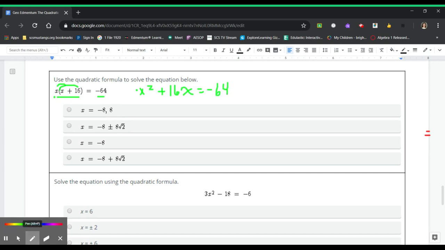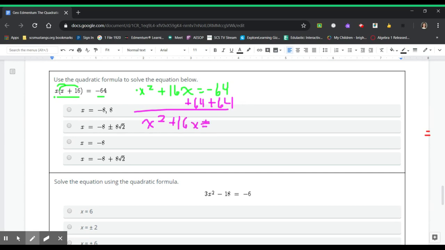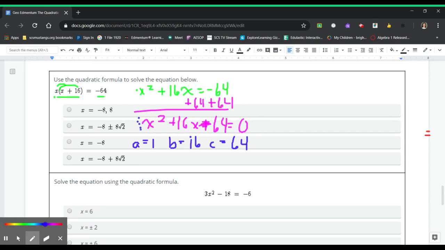And then I want to move that negative 64 to the other side. So to undo a negative, I'm going to add, so plus the 64 to both sides. And that's going to leave us with x squared plus 16x plus 64 is going to be equal to 0. So go ahead and pause the video, figure out what your A, B, and C values are going to be. So there's my A, B, and C value. A is equal to 1. Anytime you've got a variable and there's not a number in front of it, it is understood to have a value of 1. B is 16 and C is 64.